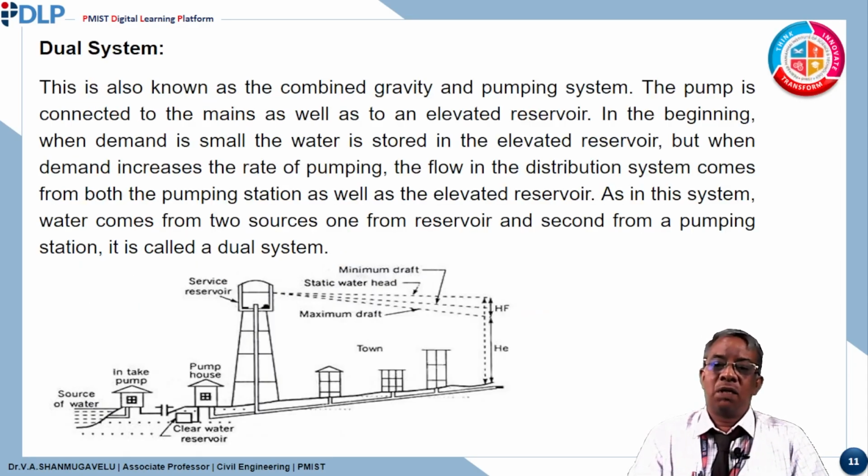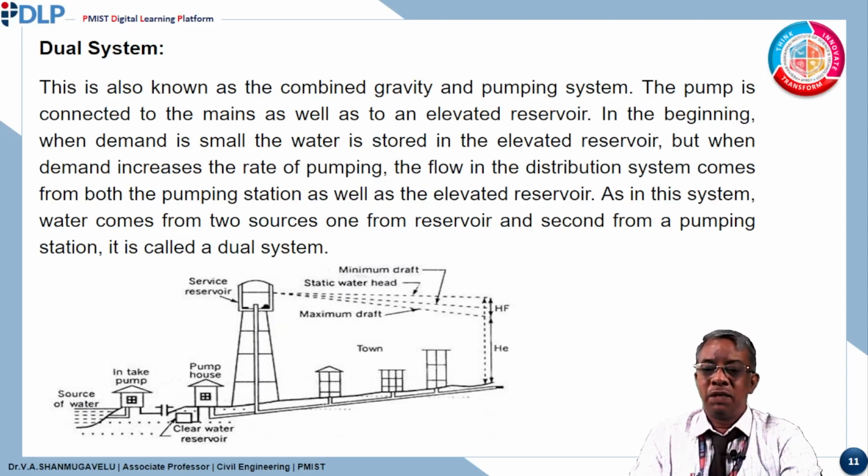Next is the dual system, also called the combined gravity and pumping system. The pump is connected to the mains as well as to the elevated reservoir. In the beginning, when the demand is small, the water is stored in the elevated reservoir. But when demand increases, the flow in the distribution system comes from both the pumping station and the elevated reservoir. As water comes from two sources, the reservoir and the pumping station, it is called a dual system.